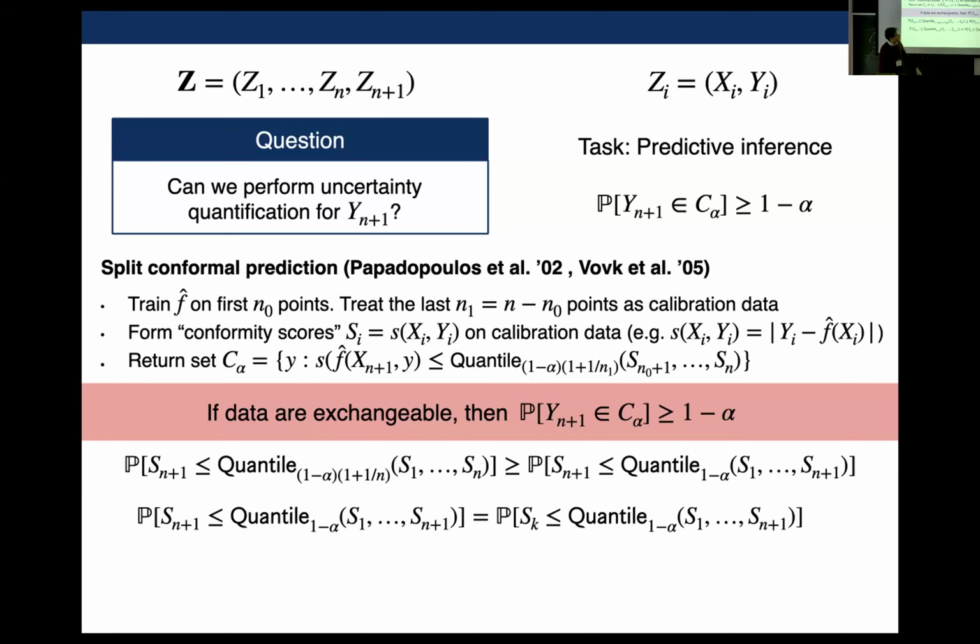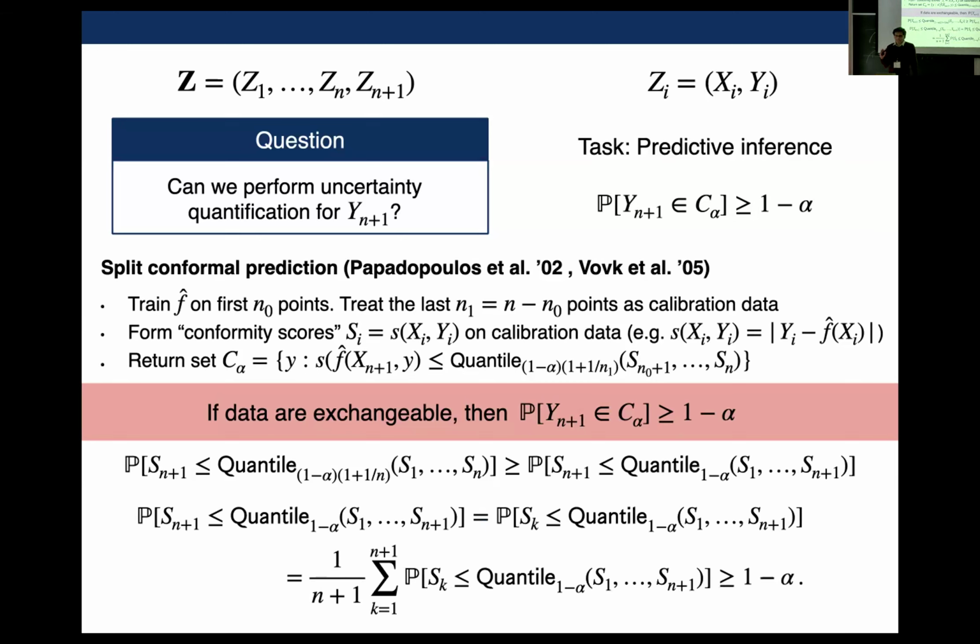Great. But now I have exchangeability. So the right-hand side there, I can change S_{n+1} to any of the k points. Now I average the right-hand side over all the k points, but this is literally the fraction of points that are less than this quantile, which is just 1 minus alpha. This is the entire proof. And this is one of the reasons I really like this. It's very easy to describe. So hopefully in the end, I'll have some time to give you literally a proof of the result we prove.